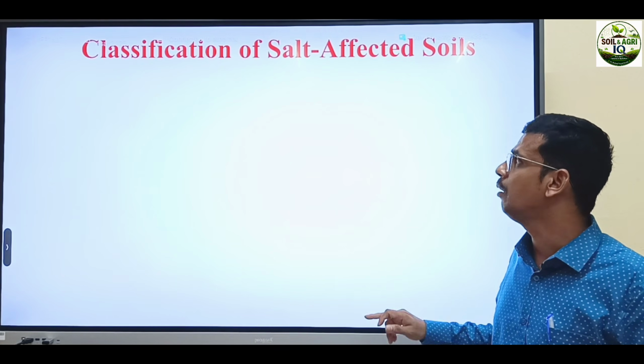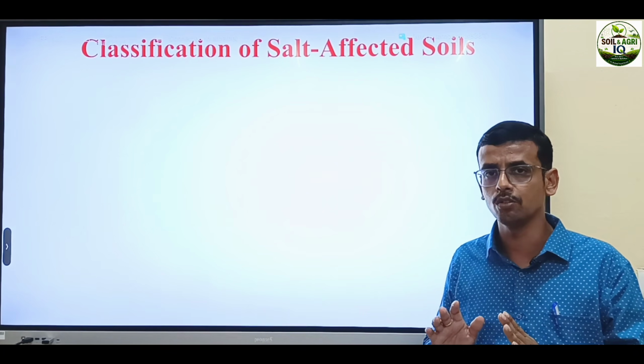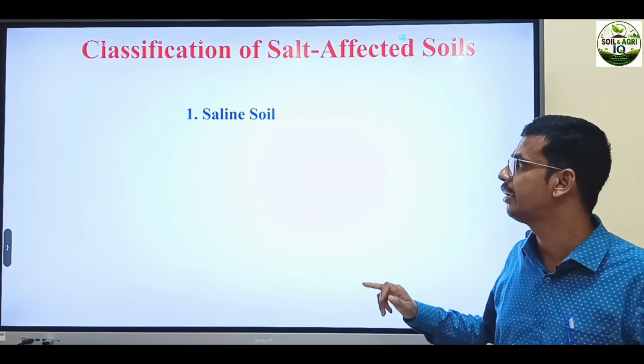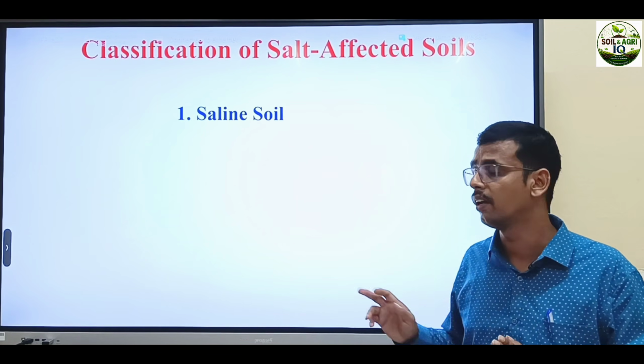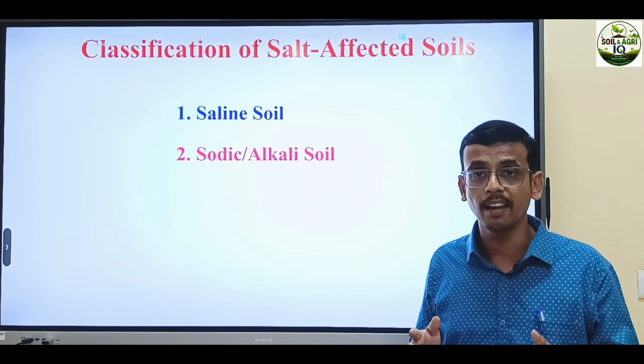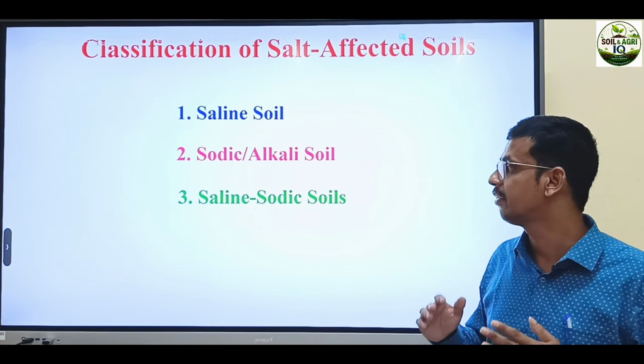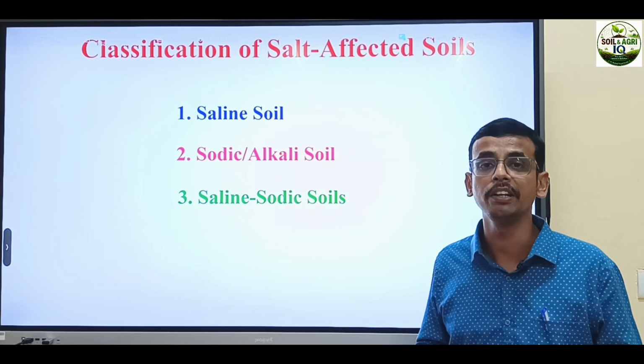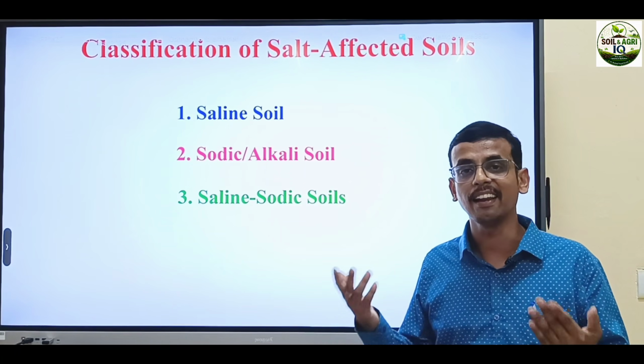Now coming to the classification of the salt affected soils, basically these are categorized into three types. First one is the saline soil, second one is the sodic soil, or sometimes it is also known as alkali soil, and third one is the saline-sodic soil. Some people call it saline alkali soils.